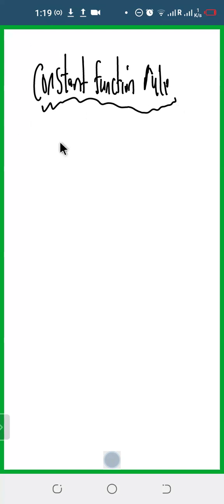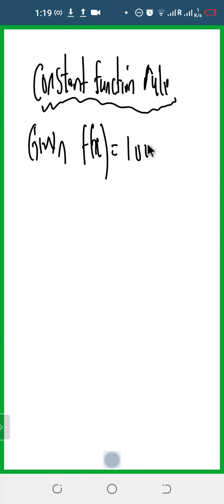The constant function rule states that given the function f(x) equal to 1000, if we are to differentiate the function f(x) equal to 1000, what we are going to get is f prime x is equal to 0, like we have seen in one of the examples in the introduction.